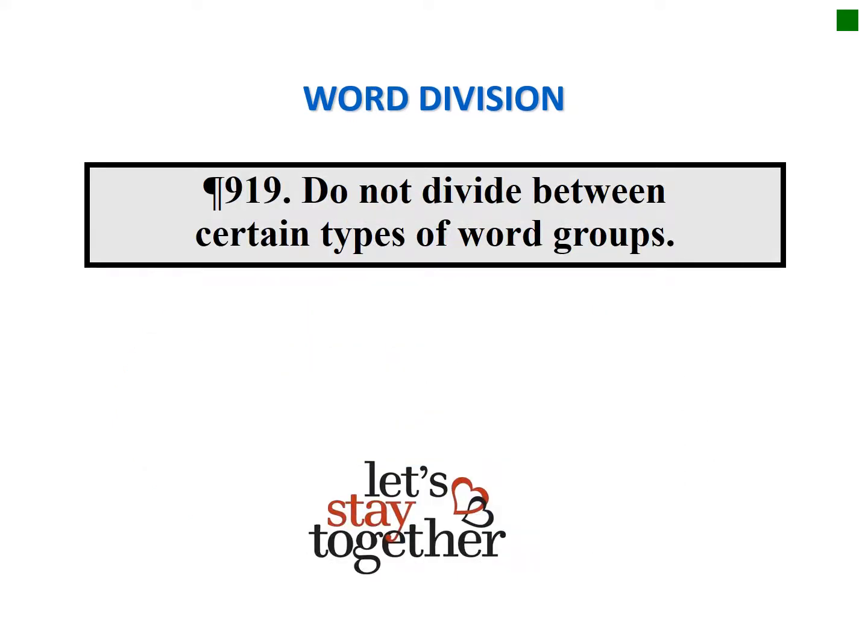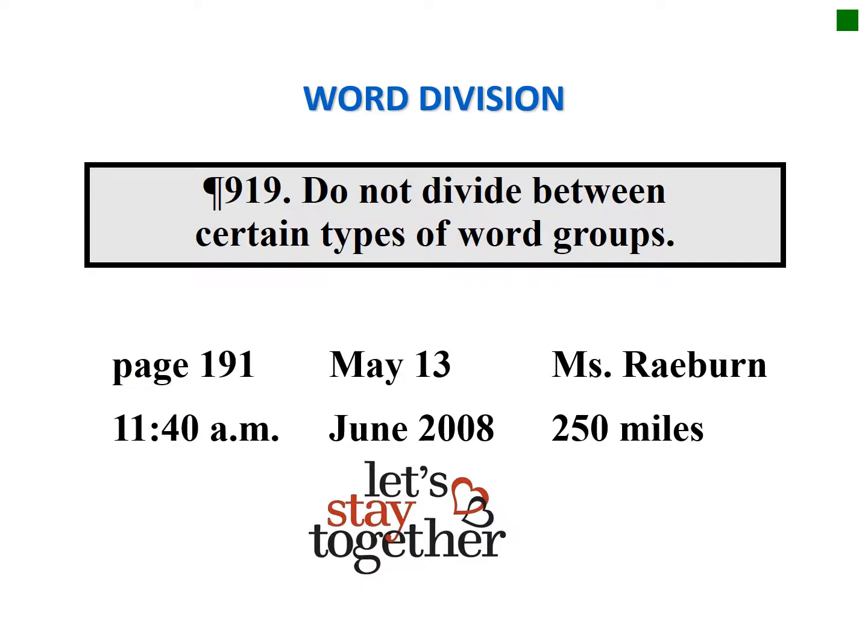Do not divide between certain types of word groups. This is similar to the one with the acronyms and the contractions. Pages, dates, a title with the last name, and here again it shows you a time, and it shows dates and miles. Those should stay together.